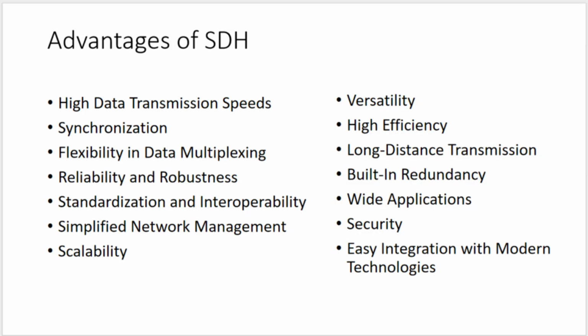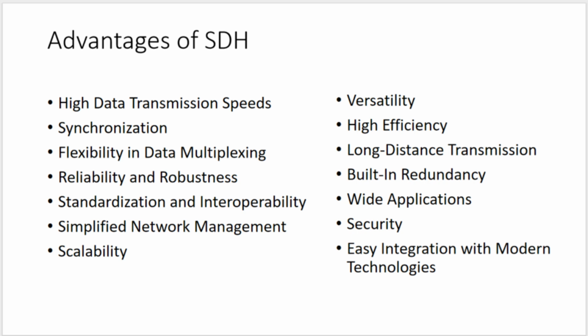Flexibility in data multiplexing. Efficient multiplexing. SDH combines multiple low-speed signals into a single high-speed stream using byte interleaving. Each signal retains its identity, allowing for easy extraction. Add and drop multiplexing: data streams can be added or removed from the network without stopping the other streams, enabling flexible and dynamic network management.